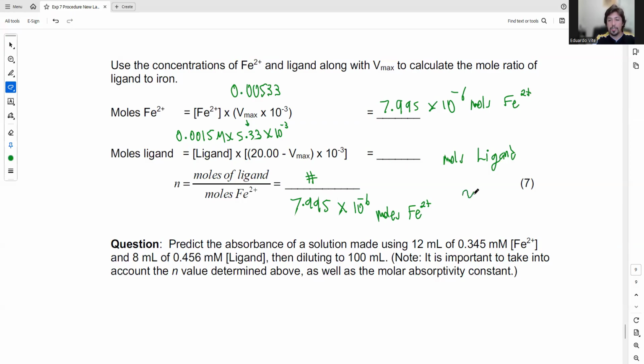And this number is expected to be in the vicinity of 3. So it should be 3, 3.10, 3.20, 2.8, somewhere hovering around 3. Hopefully that makes some sense. And this is how you get these numbers from that.